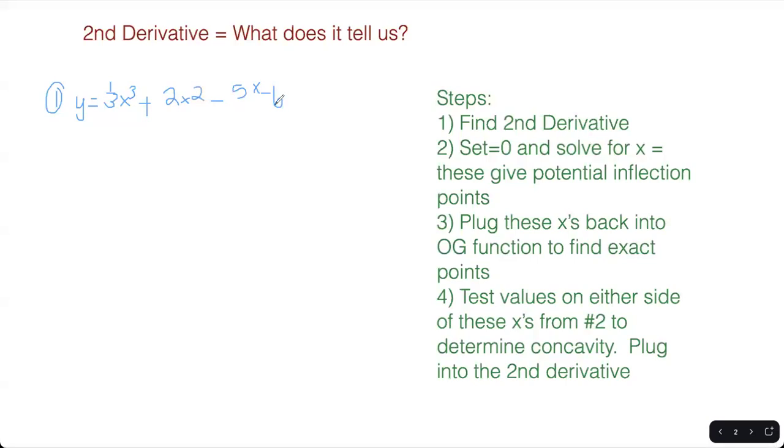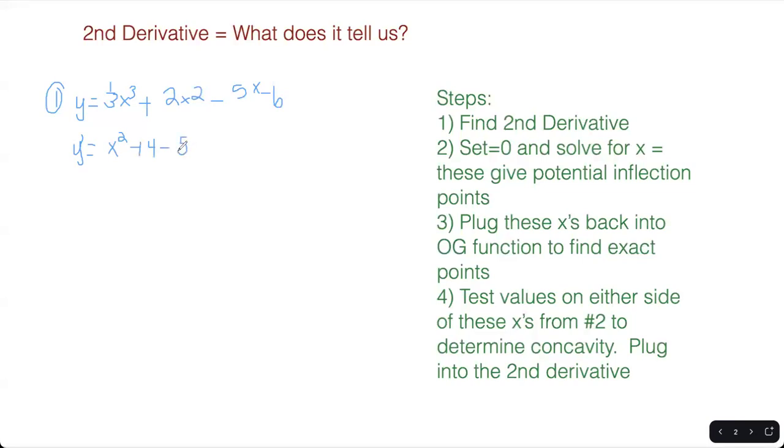Okay, first thing we're going to do is find the second derivative. In order to do that, we have to find the first, right? So we're going to start with just doing the first derivative here. I multiply 3 times a third, which cancels out, which is why I told you it wasn't so bad. So we'll have x squared plus 4x minus 5.